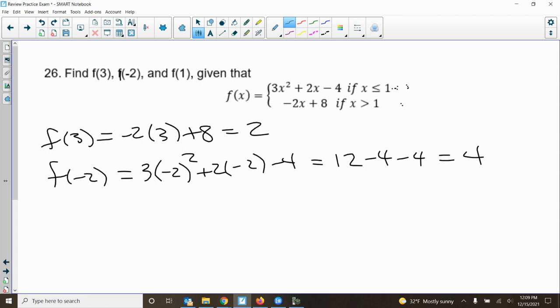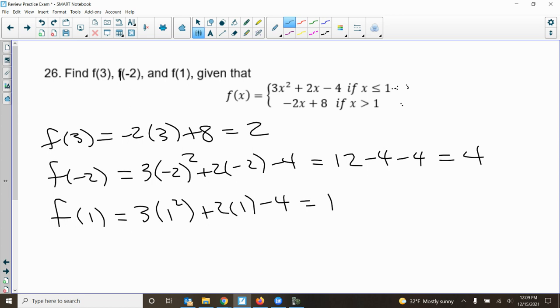And then f of 1, which one do I follow, the top or the bottom? Top again, right? Because 1 is less than or equal to 1. So we get 3 times 1 squared plus 2 times 1 minus 4. 3 plus 2 is 5, minus 4 is 1.